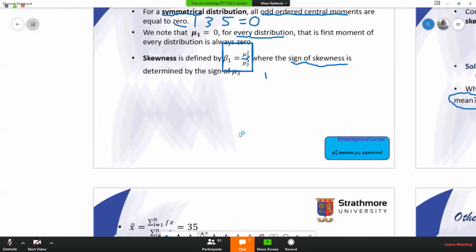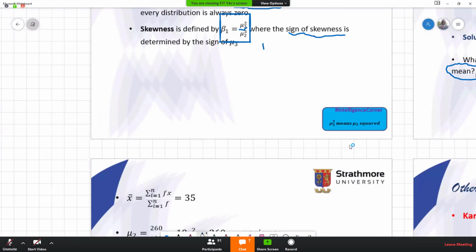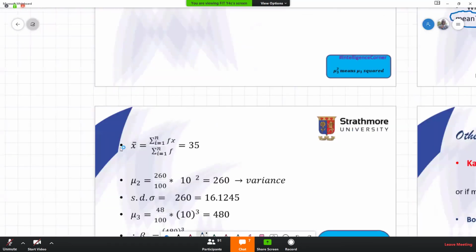Now, who has found this one? This current one. So for kurtosis, it's only the second moment that is squared. The fourth moment, nothing happens. You just take it as it is, and it's called beta 2.